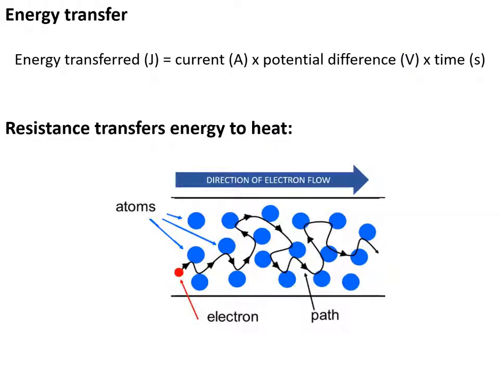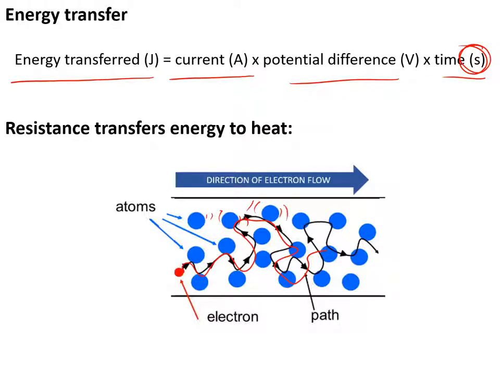Now, electricity can transfer energy very easily, and to calculate the amount of energy transferred, you do current times potential difference times time. Make sure you get time in seconds, potential difference in volts, and current in amps. Resistance can also transfer energy in the form of heat. If we think about an electron traveling through a metal, it bumps into a lot of the atoms on its way, and as it bumps into them, it makes them vibrate a little bit. Those vibrations mean the electron loses some energy, and also that the atoms heat up.